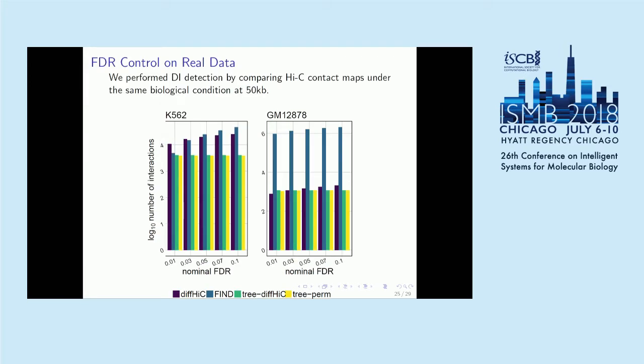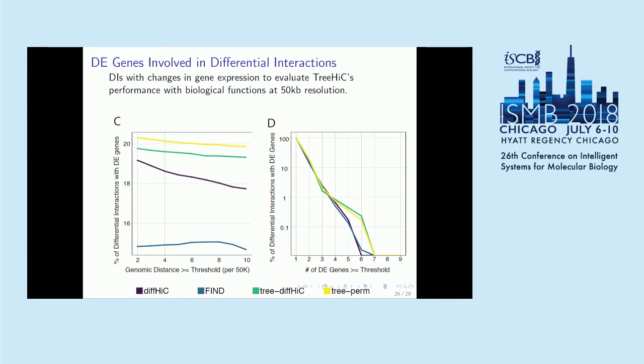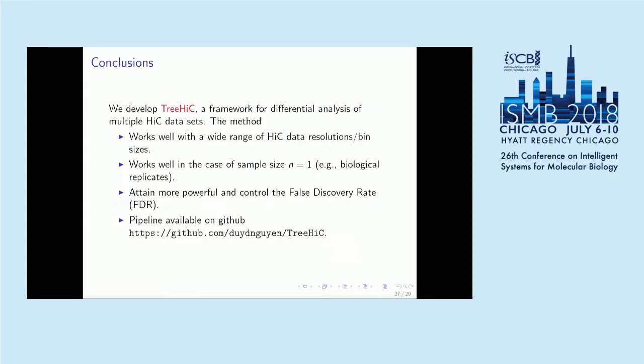And since we have high detection power, we also want to know whether we can control the FDR. So we do the differential interaction analysis within one condition, meaning we compare 2 replicates of K562 against another 2 replicates of K562. Basically, we want as few differential interactions as possible. As you can see, TreeHiC achieved the lowest false discovery rate. And we also overlapped the differential interactions with the differentially expressed genes, and again, TreeHiC achieved a high overlapping proportion with the differentially expressed genes. So basically, maybe it has some biological support.